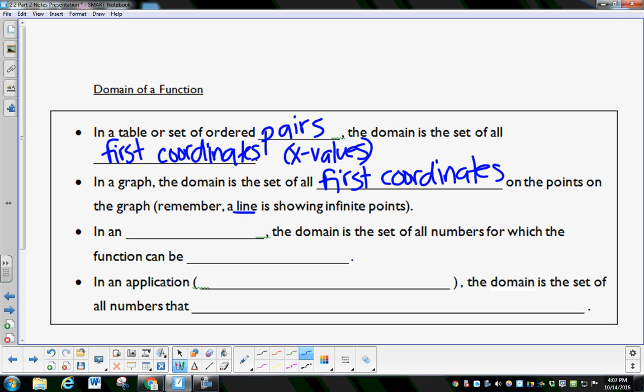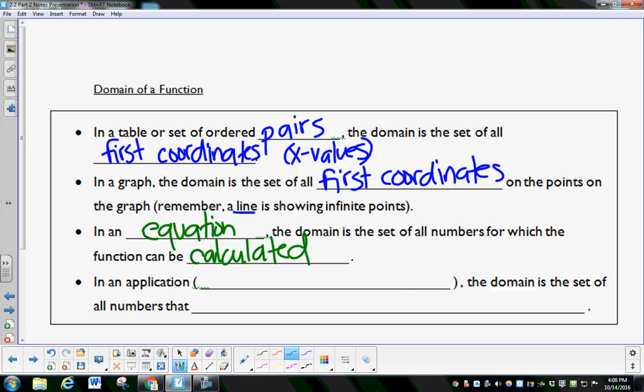If we're just looking at an equation and we don't have a graph or anything of it, then the domain is the set of all numbers for which the function can be calculated. Those are the problems that we were just doing. We gave you an equation, and you would have found all the numbers that we could plug in for x, and it would still work, basically.